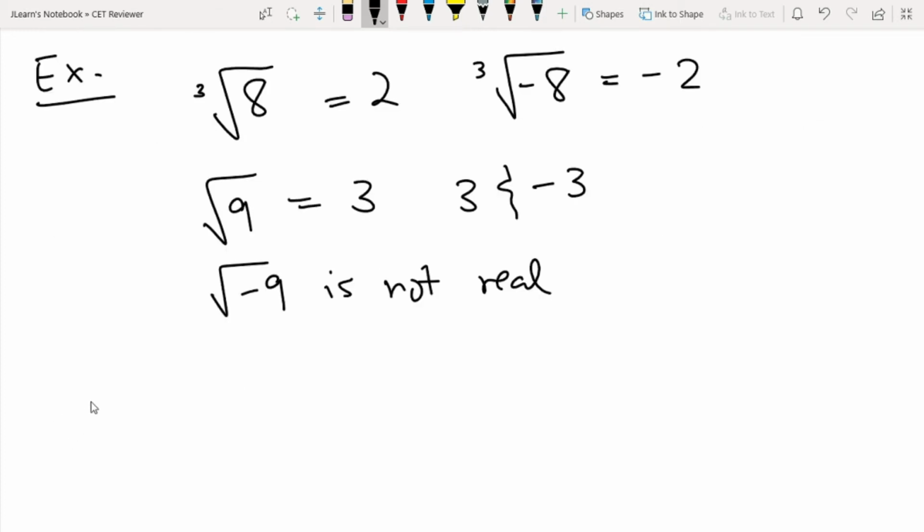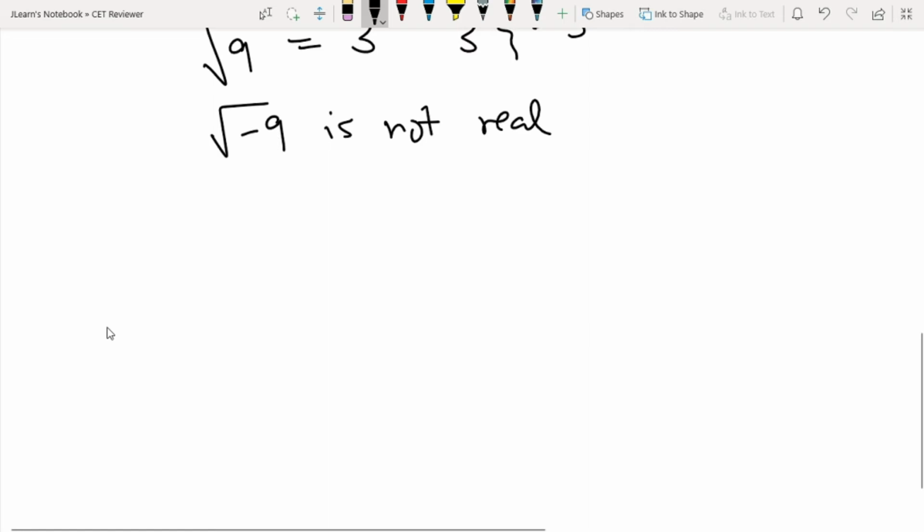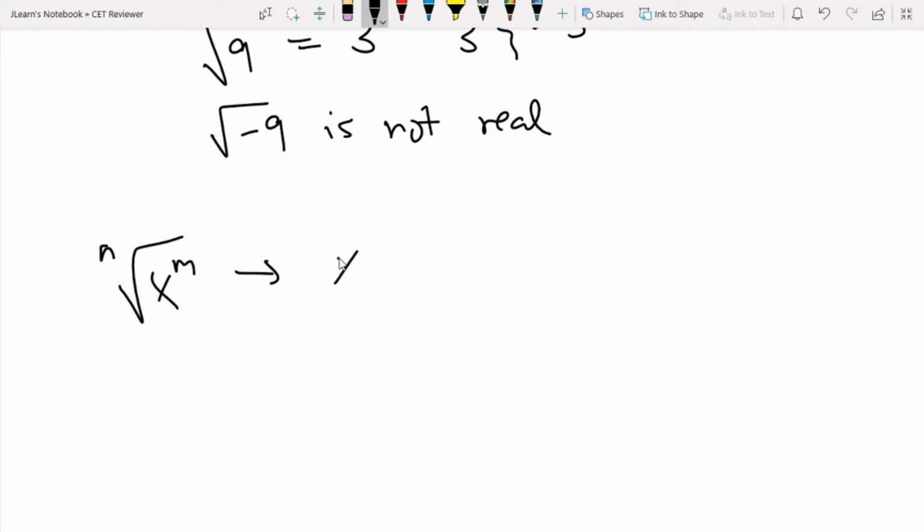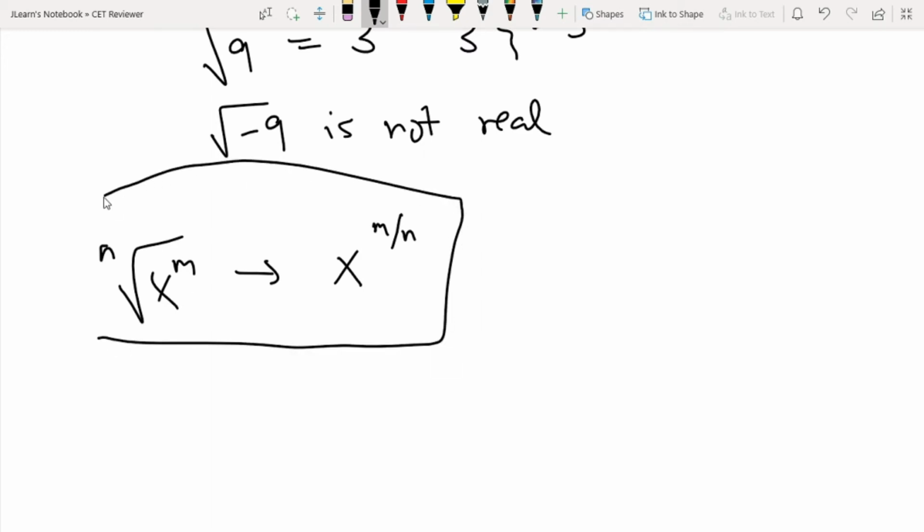So now let's learn how to simplify radicals, no? So let's go back to our definition, no, na nth root of x raised to m. We can transform this again into an exponential, no? So this will be x raised to m over n. Okay? Take note of this. This is a very important thing, okay?